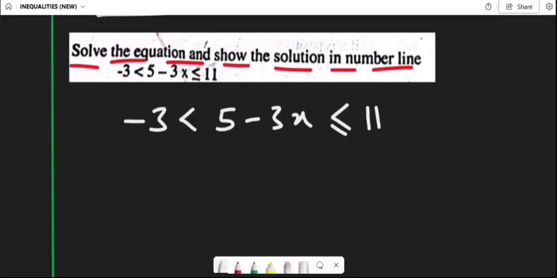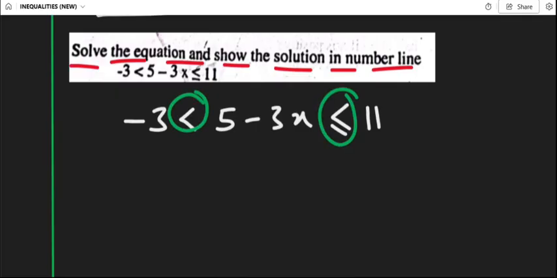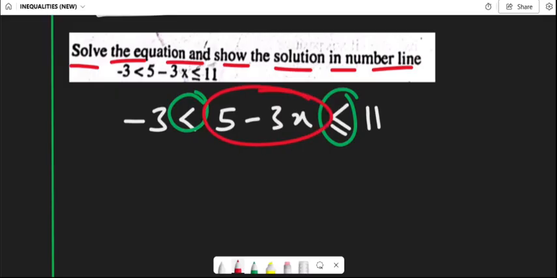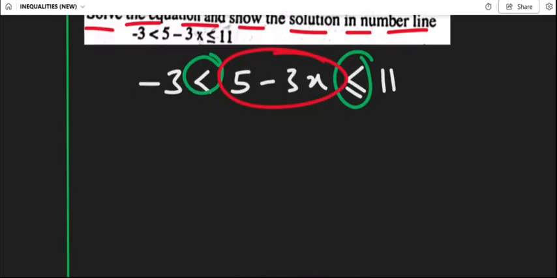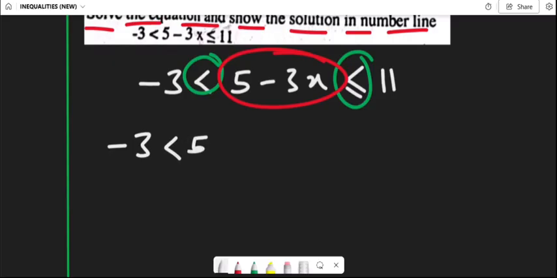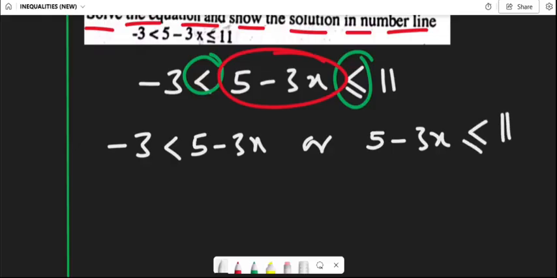Now if you look at this case, we are given two different kinds of inequalities. So how do we solve it? The way you solve it is you are going to separate the inequalities relating to the middle term. How do we do that? First thing is here we have minus 3 less than 5 minus 3x, and the same thing that 5 minus 3x less than or equals to 11.